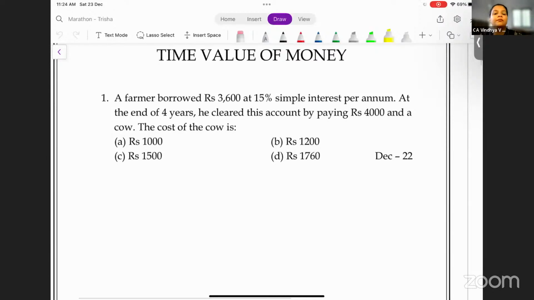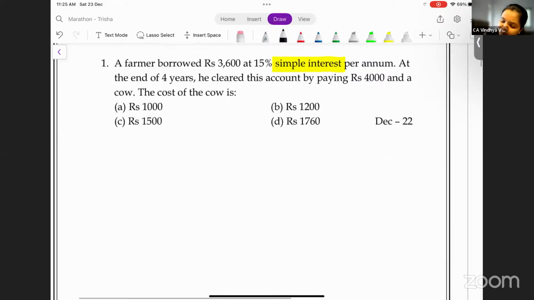First question. Always read the question carefully. See whether the word simple interest is mentioned or not. In this question, it is mentioned. What is asked here? A farmer borrowed rupees 3,600 at 15% simple interest per annum.